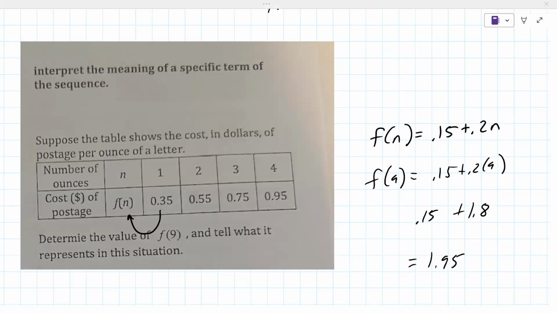Okay, so for 9 ounces, an envelope will cost $1.95.